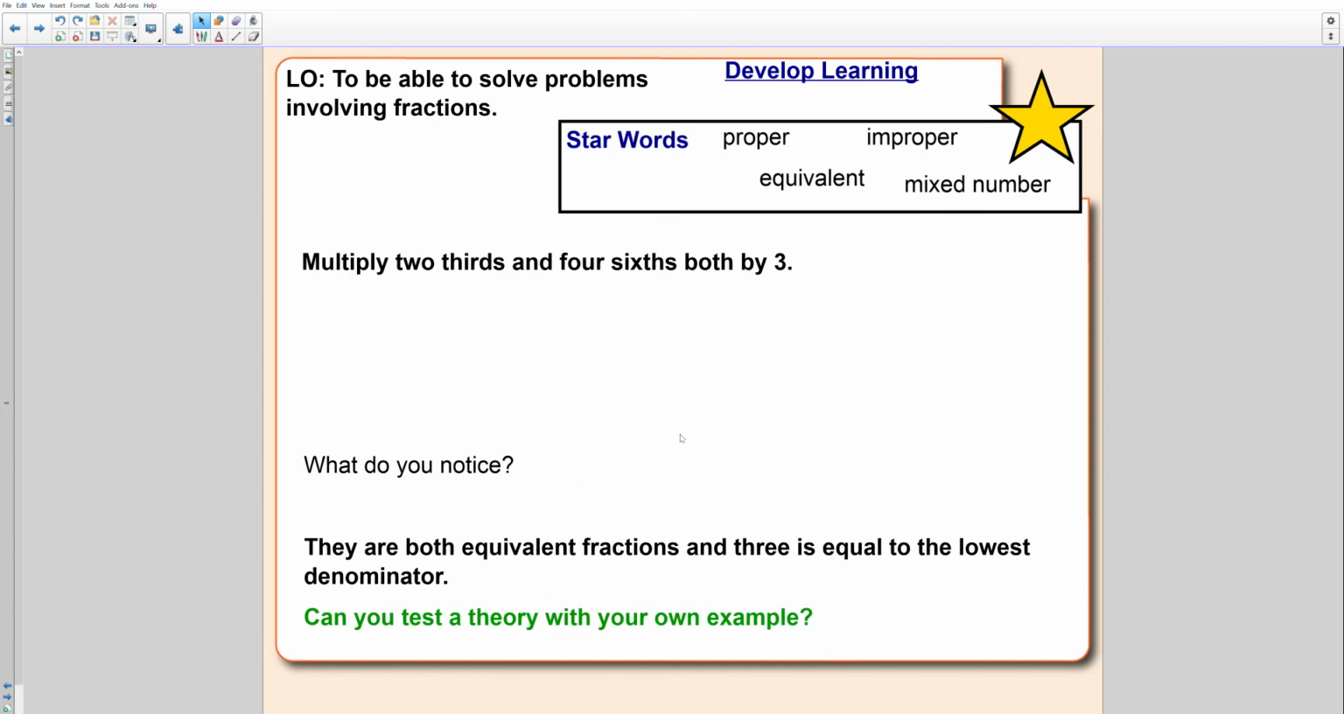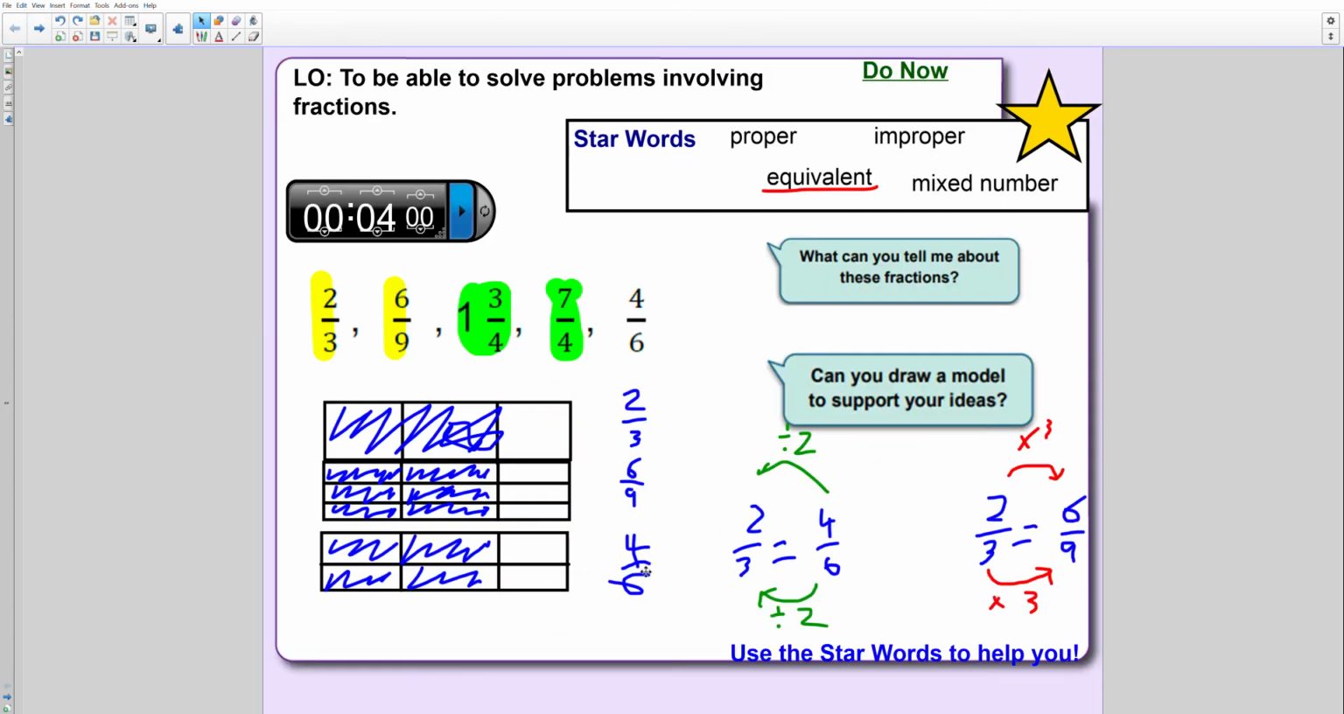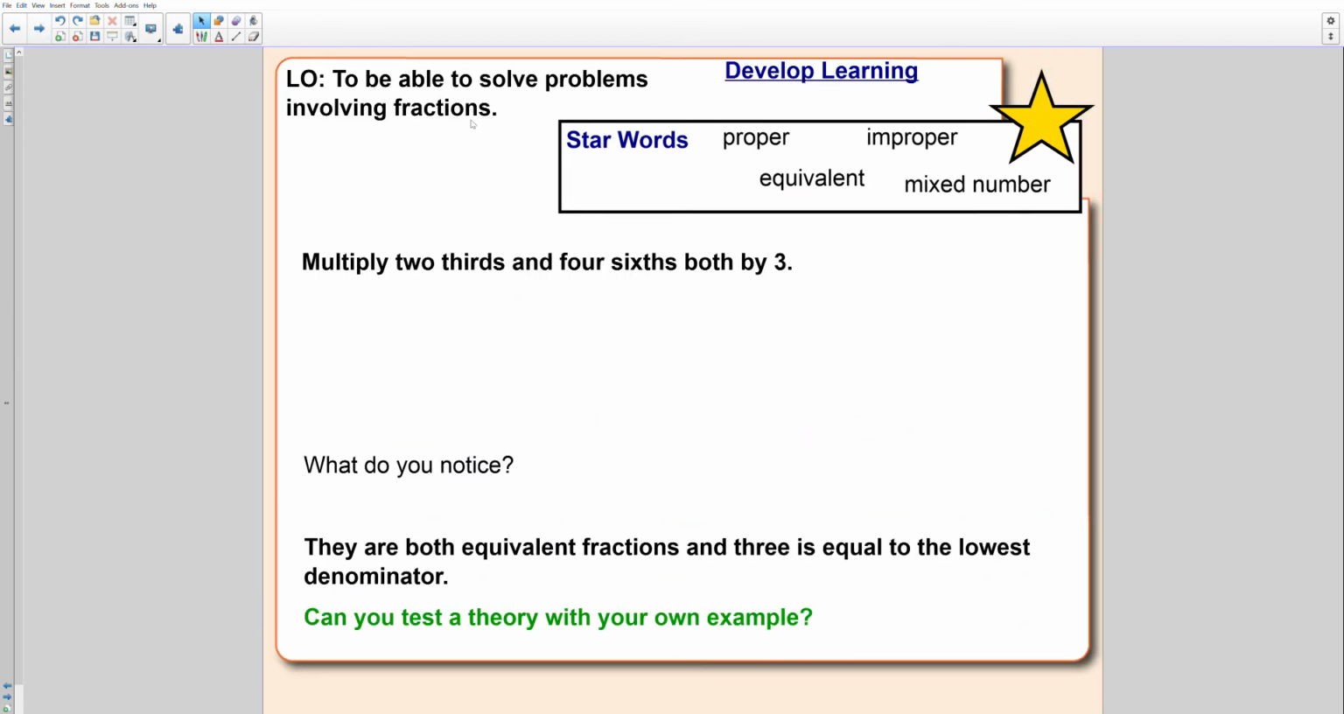Now, when you've tried to do it, you should probably remember that, like the very beginning, 2/3 and 4/6 are the same thing. So our answer is going to be the same thing. It's just going to look a bit different. But let's try it just with the numbers here. We've got 2/3 times 3. Our thirds is not going to change. We're just going to do 2 times 3 is 6. And 6/3 is the same as 2 wholes.